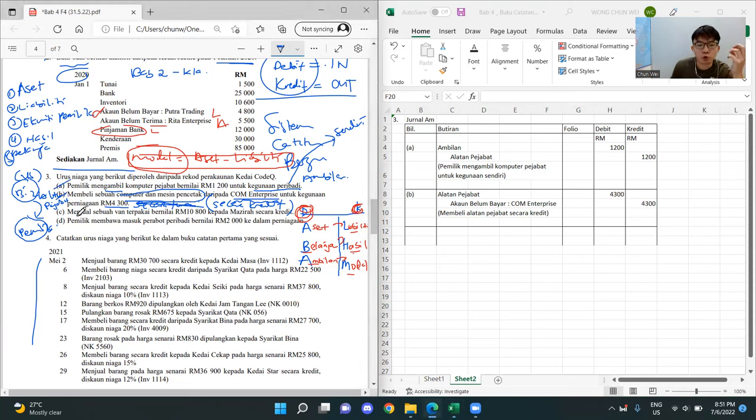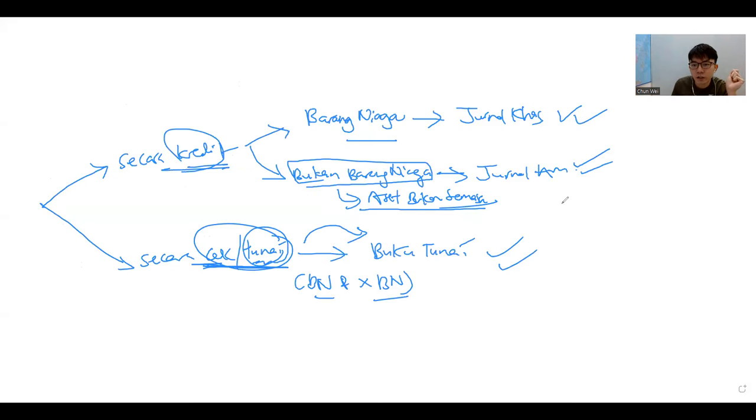Okay, C. Menjual sebuah van terpakai bernilai 10,800 kepada Mazira secara kredit. So secara kredit, we forget about the buku tunai, right? So secara kredit mesti memang jurnal. Okay, but now you ask yourself a question: is it a jurnal am? Alright, secara kredit. So is it a jurnal am or is it a jurnal khas? Okay, so we go back there and see.